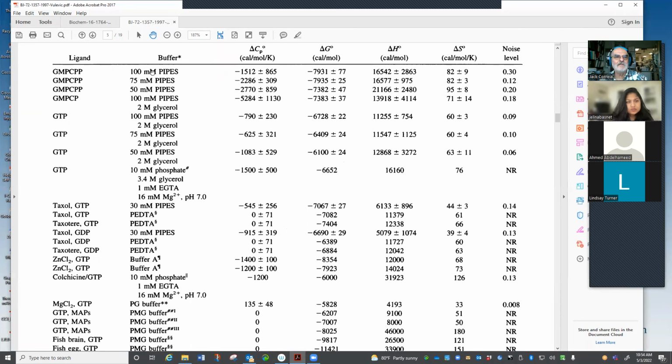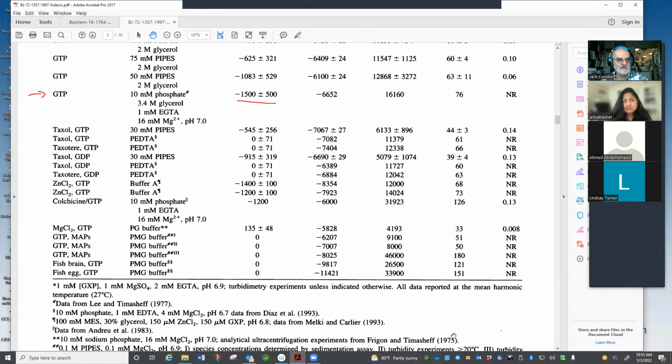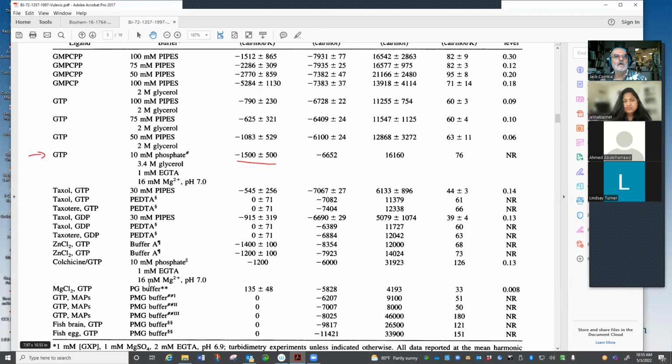So what did we do? By this time, there had been a lot of work done in the field. Okay, so the Timashev work is this work. I think it's this number, this data here is the Timashev work. Okay, that's that square, that pound sign, I think. Yes, the data from Lee and Timashev. Okay. All of the data above it are the data that we collected. And then a lot of the data down below are the data from other people in the field.